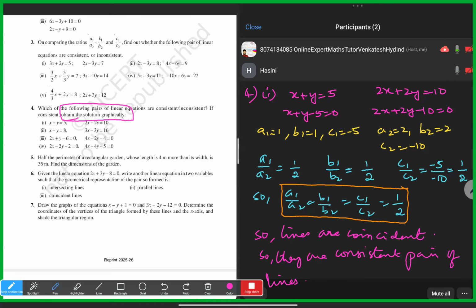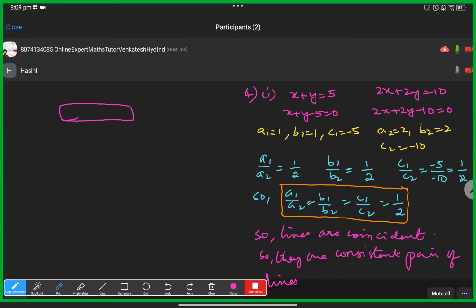We have to write at least 3 solutions for the first one and 3 solutions for the second one, Hasmi, and we'll plot them. So let us take the solutions for the first equation and for the second equation. First equation is x plus y is equal to 5. So y is equal to 5 minus x.